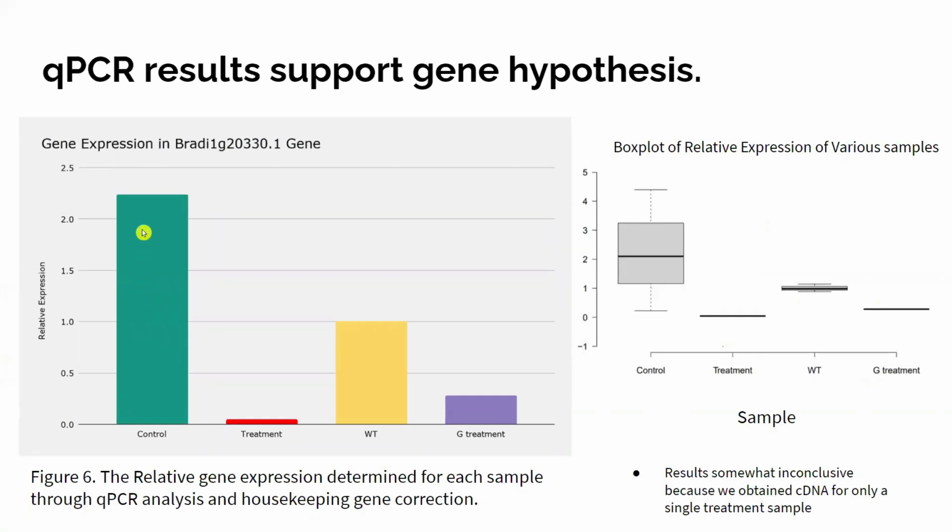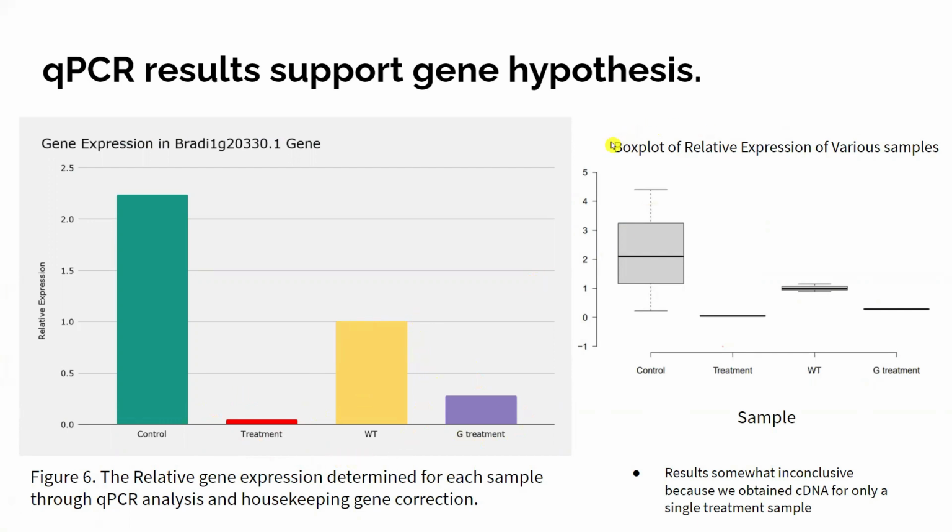Right, so our gene hypothesis was that the caffeine would inhibit gene expression in our treatment samples, and you're seeing just that here. The control samples had much higher levels of gene expression than in the caffeine treatment groups. Unfortunately, we only obtained cDNA from one of the treatment groups, so we couldn't do proper statistical analysis to ensure that the differences were statistically significant. We also see lower levels of gene expression in the G treatment compared to the wild type control.